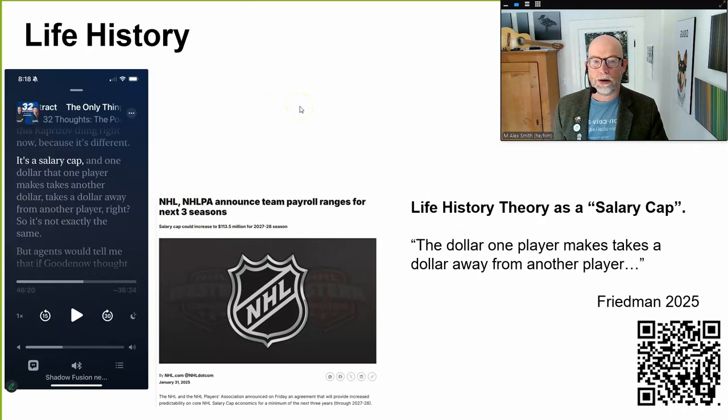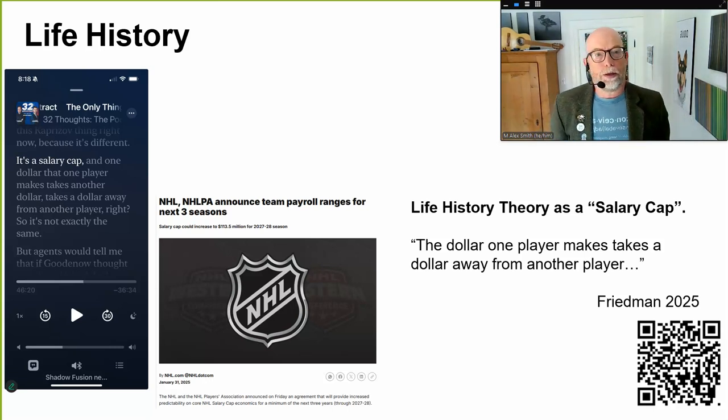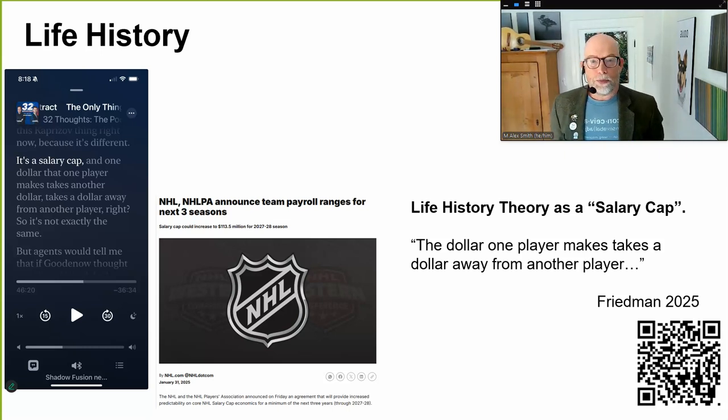And this morning I was thinking about another kind of analogy, if you haven't run into this theory before, that might make sense if you follow any professional sports league. You know that in the late 20th century and early 21st century, most of the big professional leagues implemented a salary cap. So life history theory is essentially like a salary cap, where your Maple Leafs, my Montreal Canadiens, there's a fixed dollar value that a team can pay its roster. And so the dollar that one player makes takes a dollar away from another player, as the great evolutionary thinker Elliot Friedman said in his 32 Thoughts podcast today.